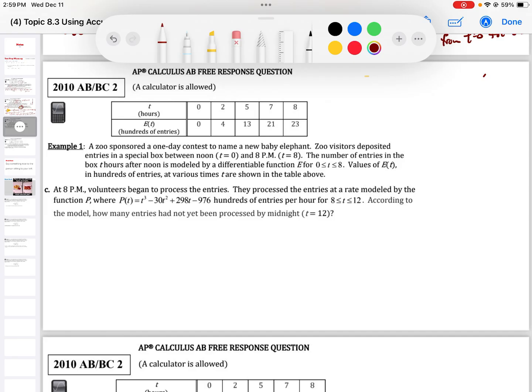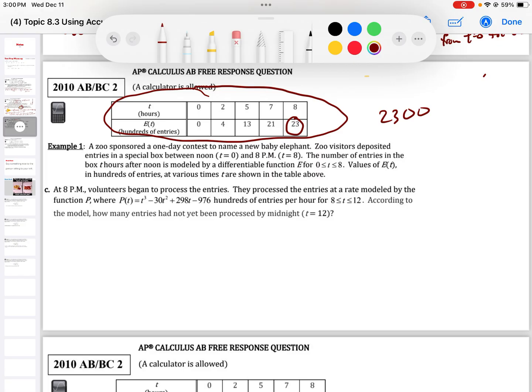All right, part C. At 8 p.m., volunteers begin processing the entries. So this table is just how many hundreds of entries. So that means there's 2,300 entries in the box after the 8 hours. So 2,600 people wanted to name the new baby elephant. I guess that seems reasonable.